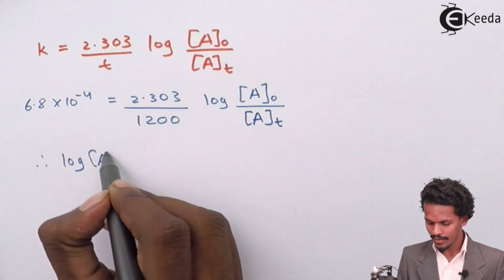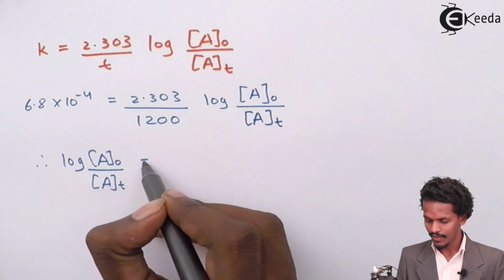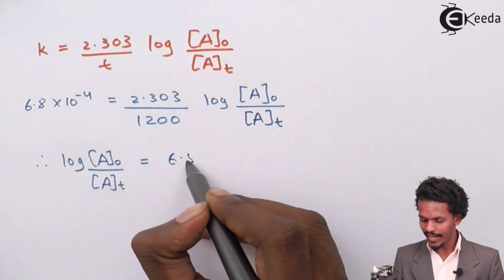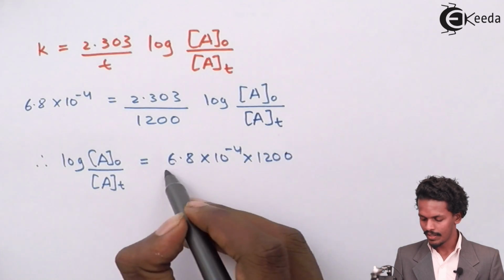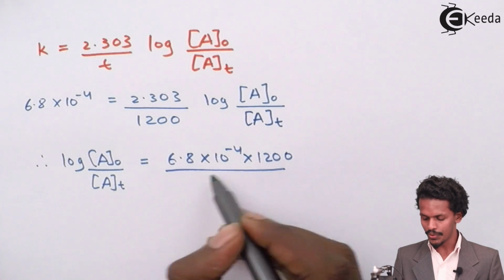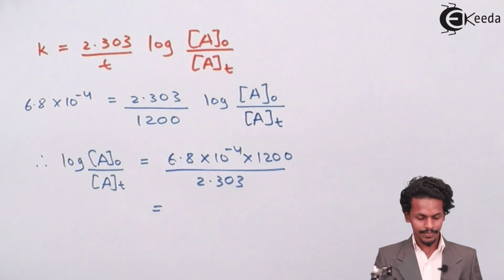So log of A0 divided by At will be nothing but 6.8 into 10 raised to minus 4 multiplied by 1200 divided by 2.303. So let us see what is the answer.